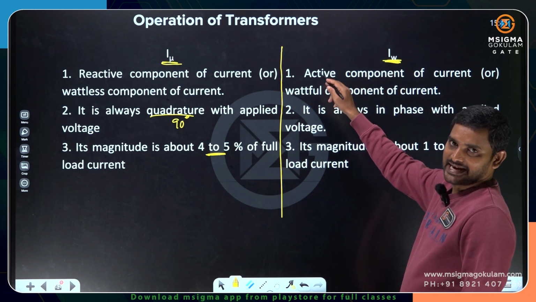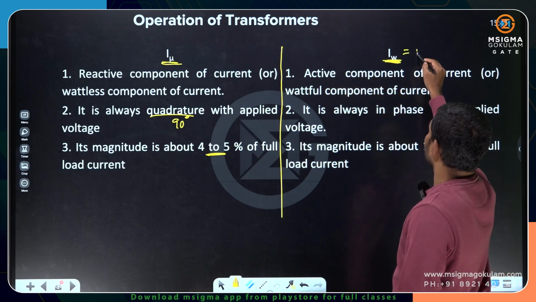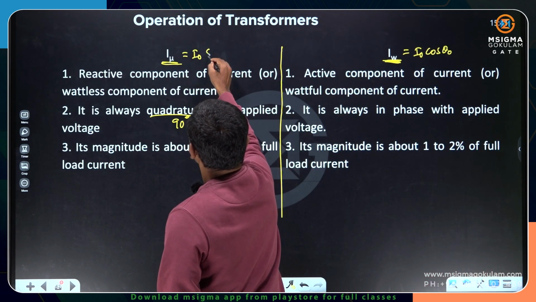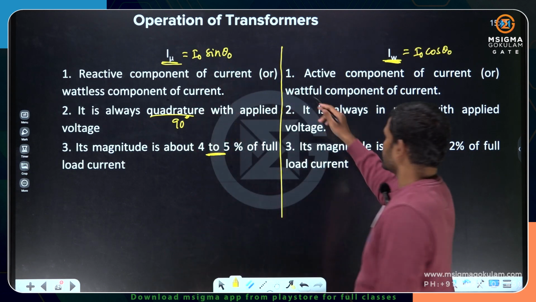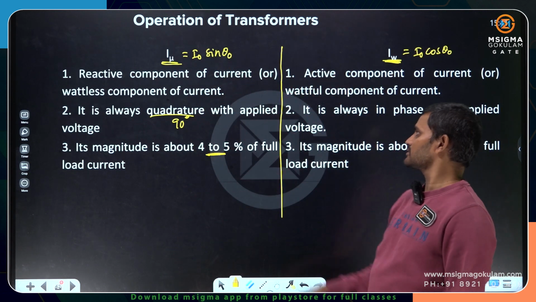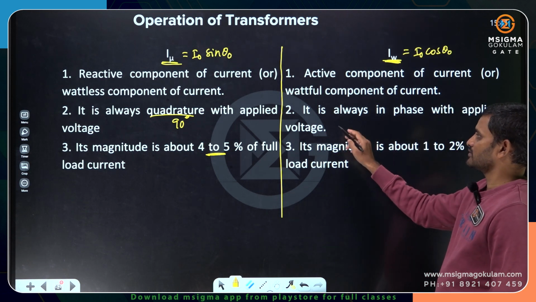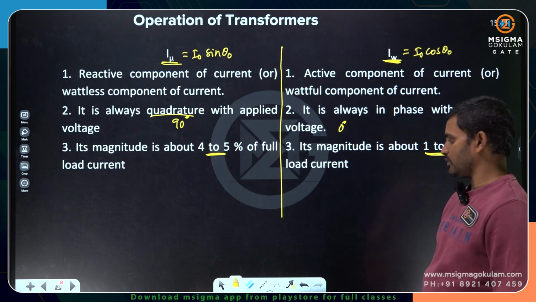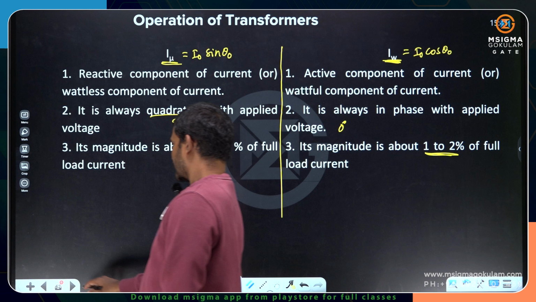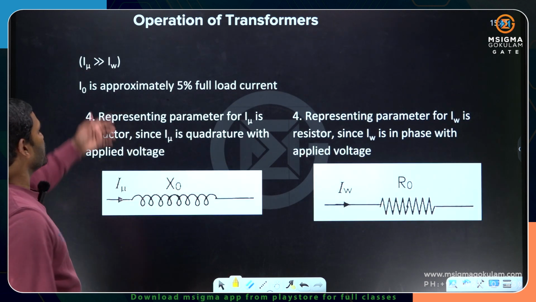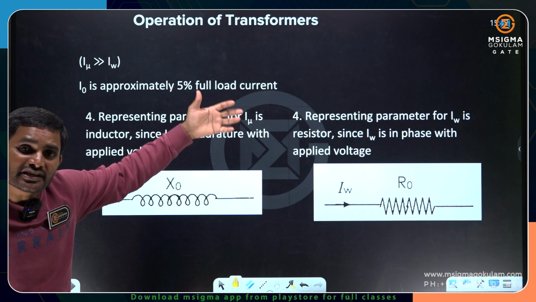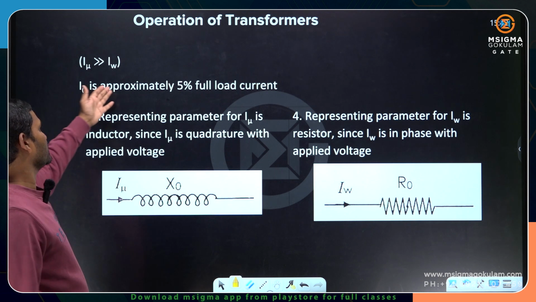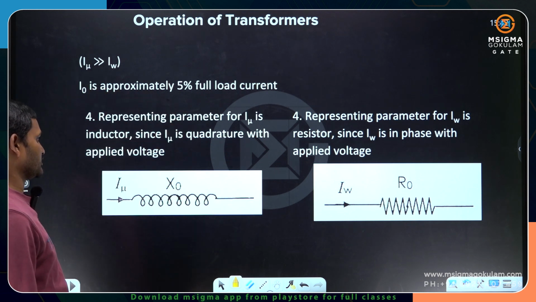And the working component of current is the active component, the cos component. Let me write here, I naught into cos theta naught, and this is I naught into sin theta naught. So this is the larger one and that is the smaller one. It is always in phase, so it will be 0 degrees and its magnitude is around 1 to 2% of the full load current. If you want to see, I mu is larger. Why larger? Because magnetic properties are more than the conducting properties. So I naught, the total resultant, is approximately 5 to 6% of full load current.